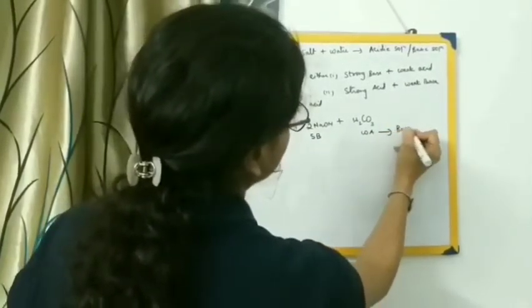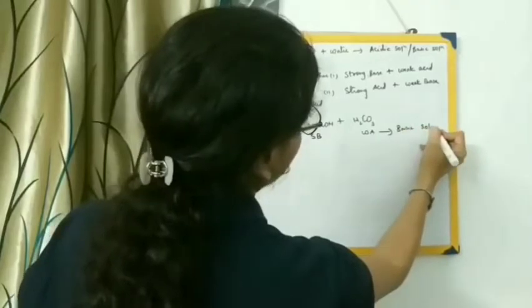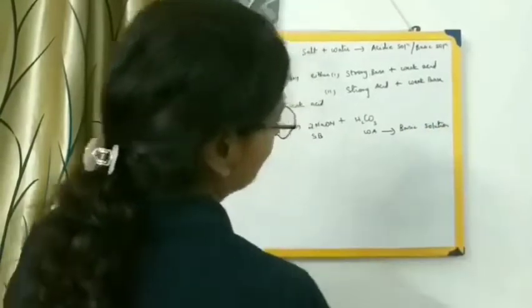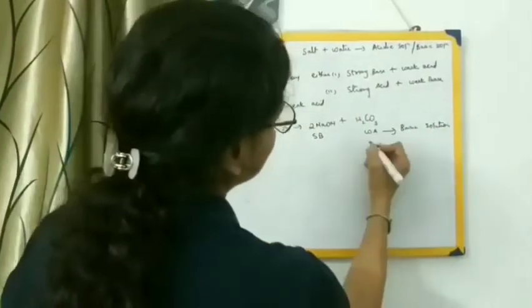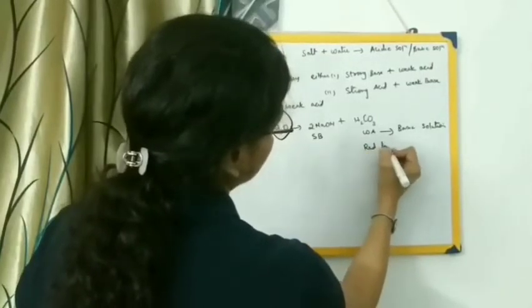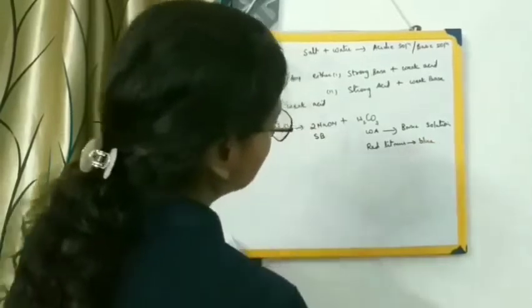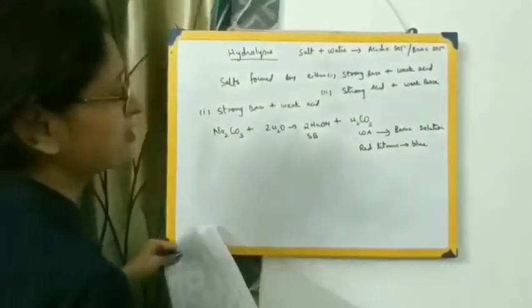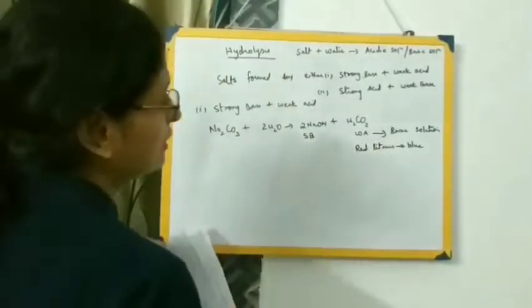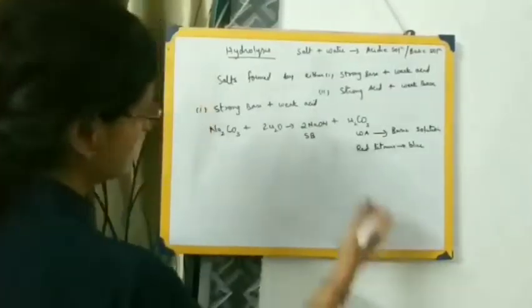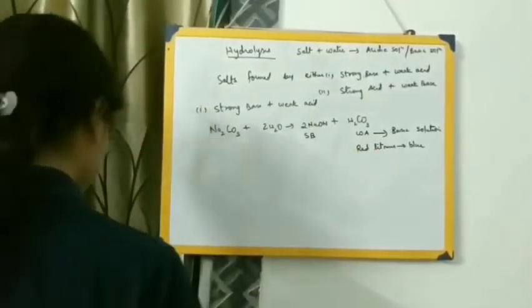Basic solution. Because the solution is basic in nature, it will turn the red litmus to blue. What will happen to the blue litmus? No change, because over here the base is in the stronger position. Its solution is more basic, so the red litmus is going to turn to blue.